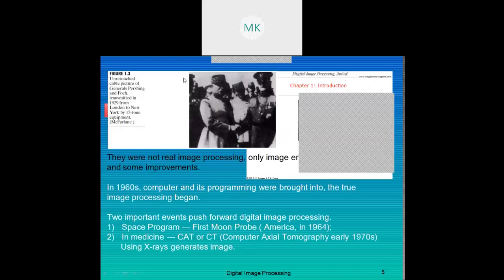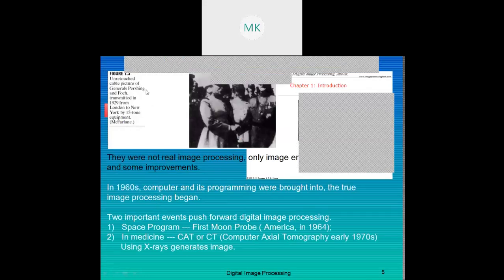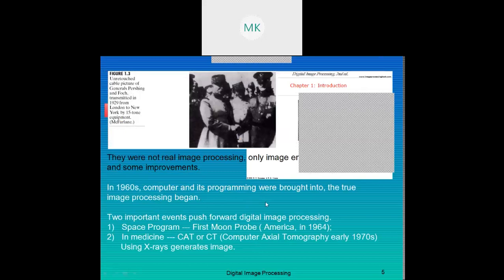Coming to the origin of digital image processing, the first image was in a newspaper, where the pictures were sent by submarine cable between London and New York. A digital picture was made in 1922 from a tape punched after the signals had crossed the Atlantic twice. Some errors are visible here. Again, in the 1960s, the computer and its programming were brought in, and true image processing began.